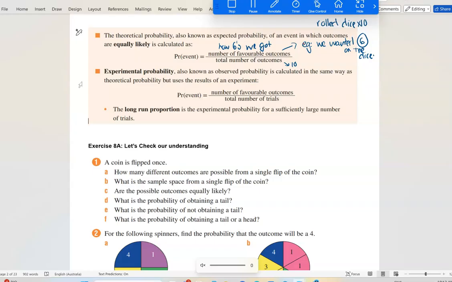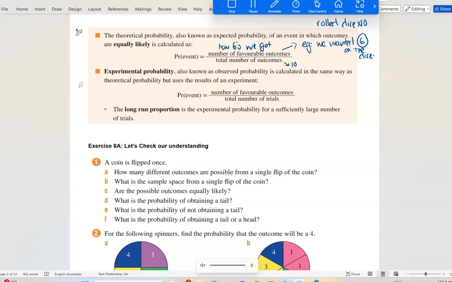Then you have experimental probability. That is when we've done experiments. You do that more in science. You might just observe something, like the monkeys at the zoo, how many times do they bang their chest?